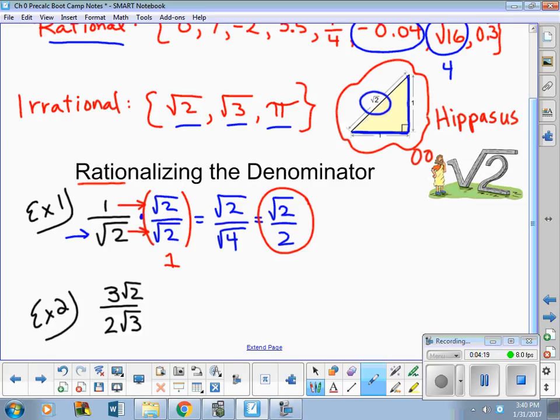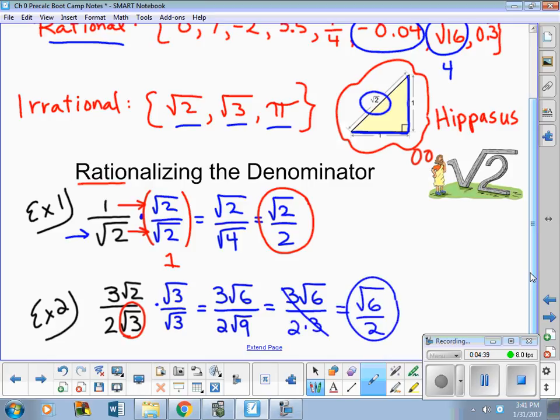Example 2, down the bottom here. We're going to multiply by what's giving us trouble. The trouble in this problem is the root 3 is in the denominator. We can't have that. So we're going to multiply by root 3 over root 3. And we get a final answer, multiplying all the way through, canceling out the 3's, of root 6 over 2.